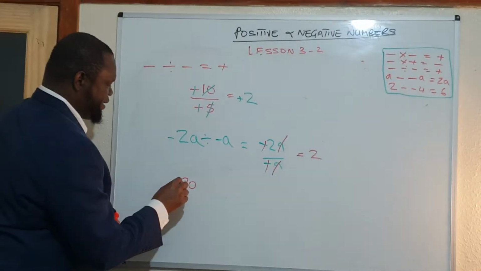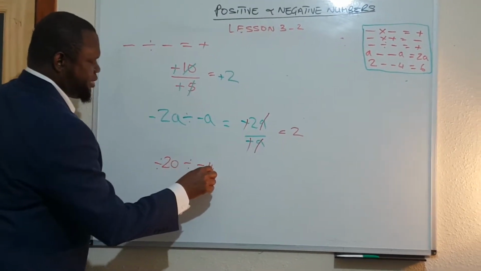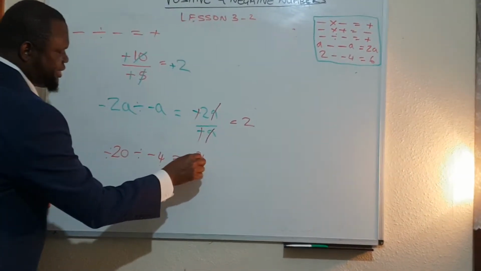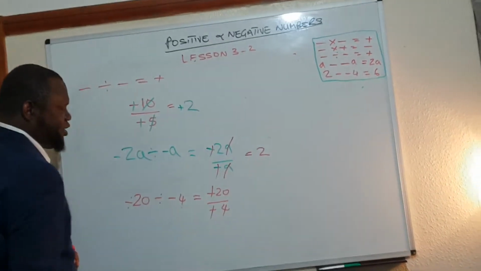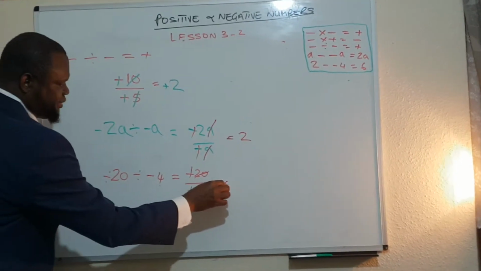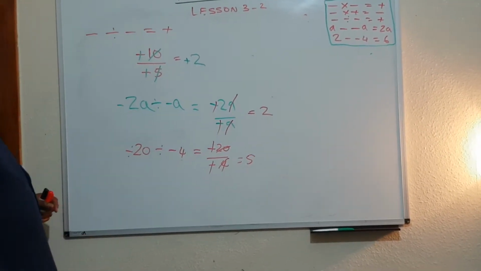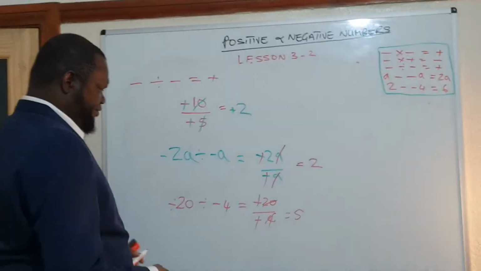The same thing: minus 20 divided by minus 4. The minus will cancel the minus. 4 going into 20 is 5 times. So your answer is positive 5. Okay? It's positive 5.